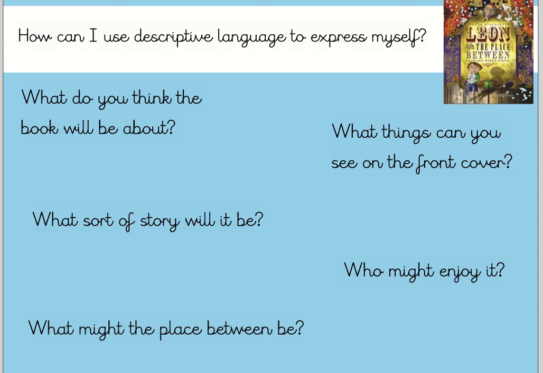Remember, we looked at these different questions: what do you think the book will be about? What things can you see on the front cover? What sort of story will it be? Who might enjoy it? And what might the place between be? This is a little different to the reflection that you did yesterday because we have learned a little bit more based on the front cover. We've got a name and we discussed where that place between might be.